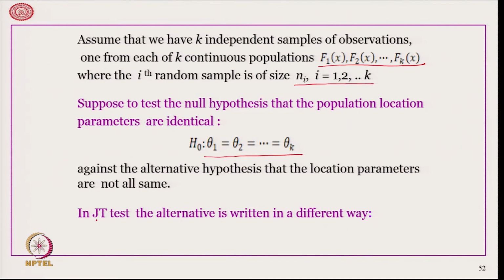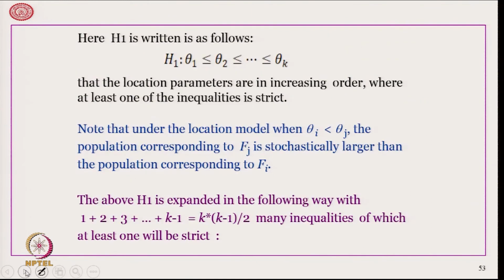Therefore, in the JT test the alternative is written in a different way, as I have already said. Here the alternative is written as follows: H1 is that theta 1 is less than or equal to theta 2, less than or equal to theta 3, up to less than or equal to theta k. That means we are looking at the location parameters in an increasing order of magnitude.